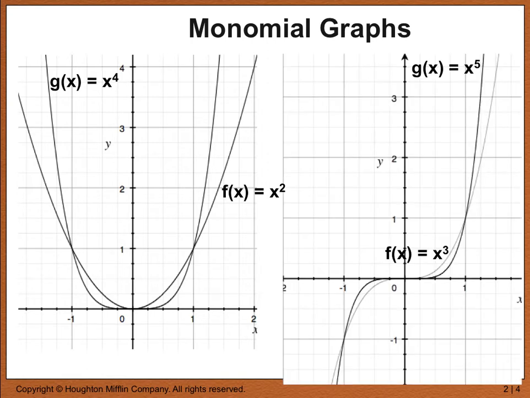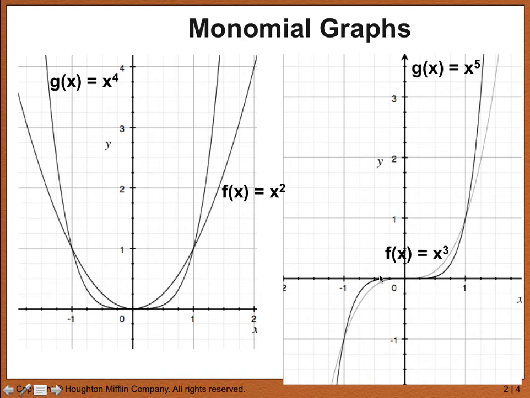Let's look at these examples. f of x equals x cubed, g of x equals x to the fifth. The x to the fifth graph is this graph in black, and the graph that's in gray is my x cubed function. Notice that the behavior is similar in some ways, different in others. Similar because for both of these graphs, they fall left and rise right. And that's because the exponents are odd.